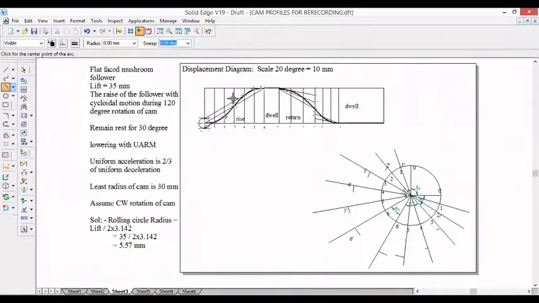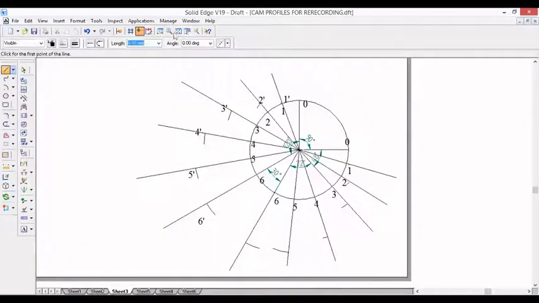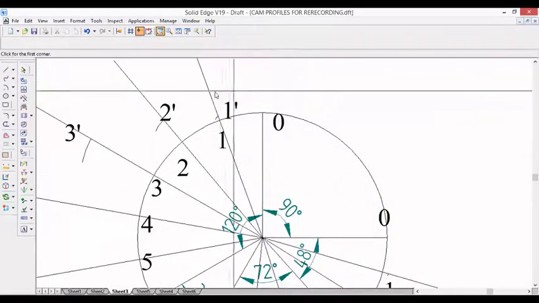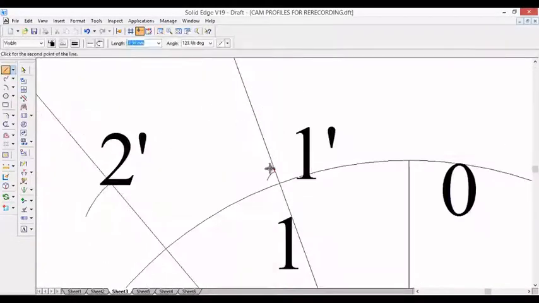Now for flat faced mushroom follower, we need to draw the tangent lines. So take tangent line, construct a tangent line for this 1 dash arc. For this 1 dash arc, draw tangent. You can get a tangent line or a line perpendicular to the radial line. Perpendicular to this radial line that we have. So for that we need to draw the perpendicular line.